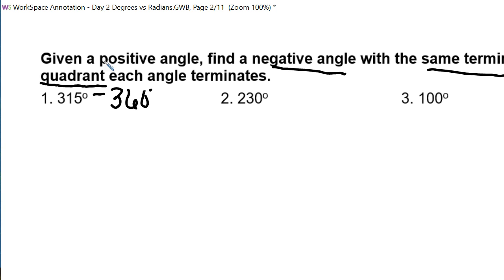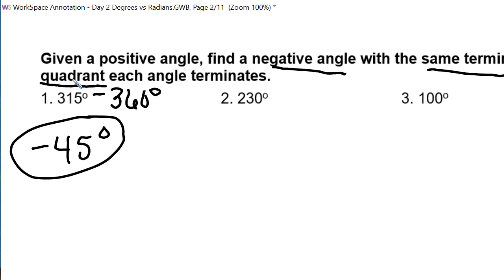And what is 45 degrees minus 360 degrees? Negative 315. So that's part one. We need two answers here. We need the negative angle, and then we need to state which quadrant that angle would terminate in.